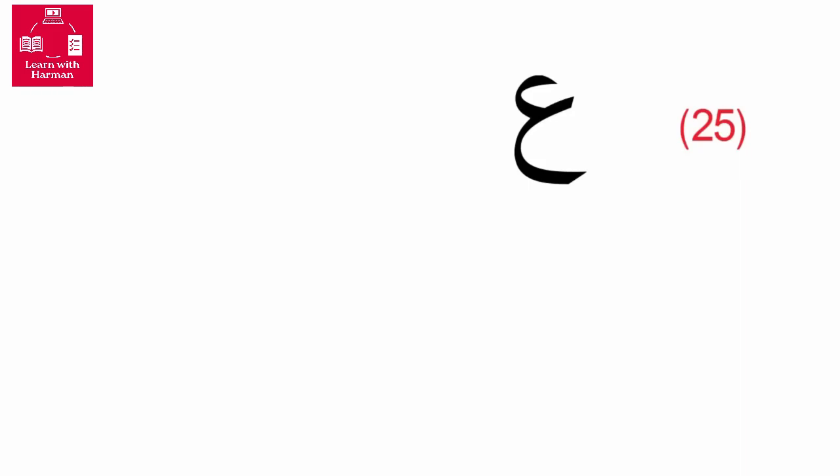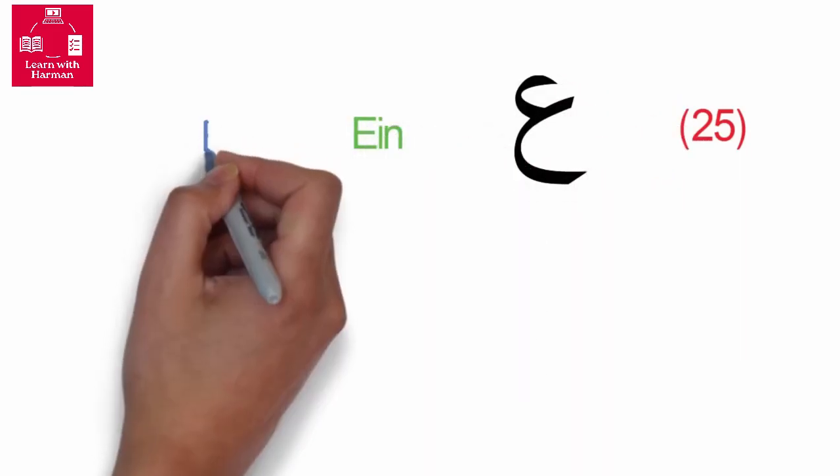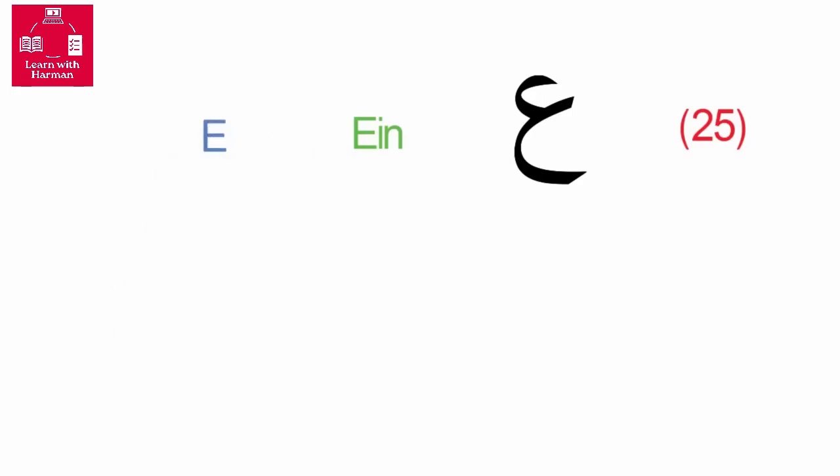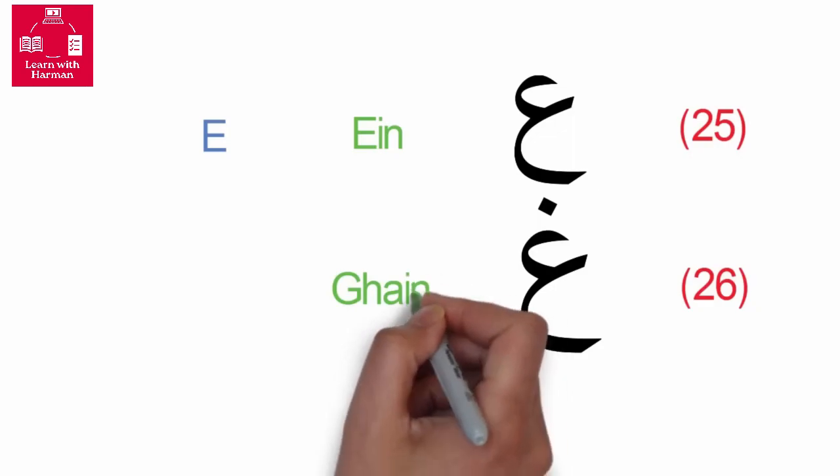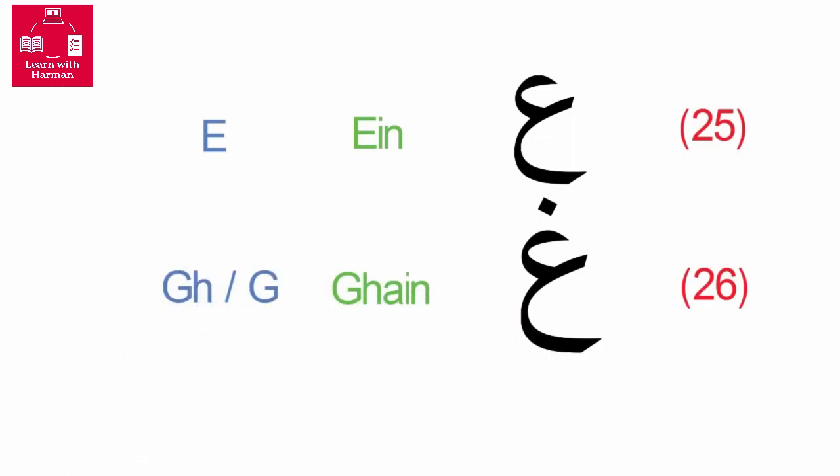Ain. In English, it's like E. Ghain. It is like GH or G, but it sounds like G. Okay, not G. It's not G, it's Ghain.